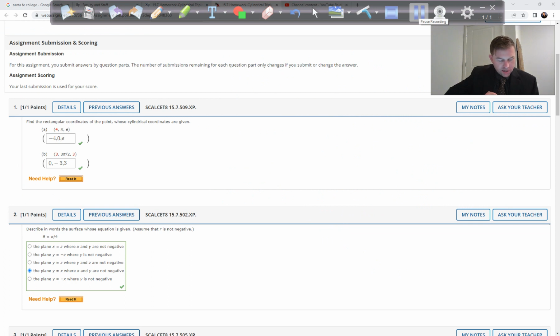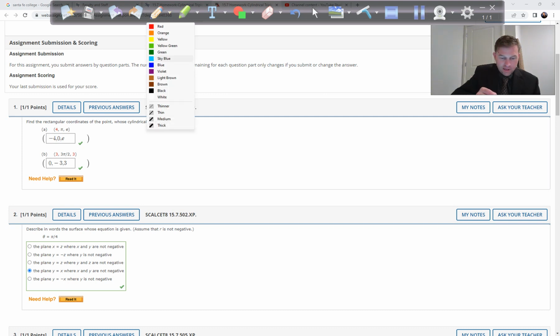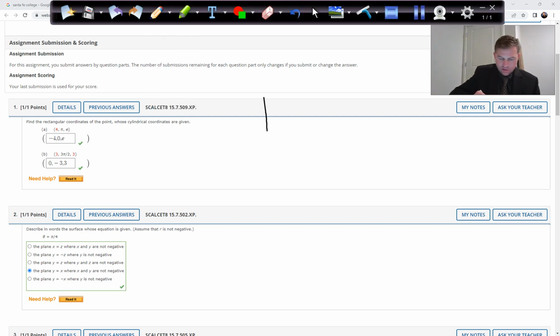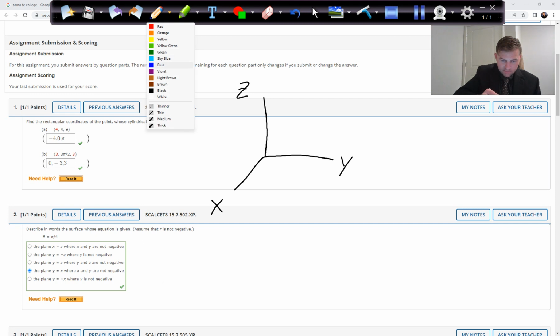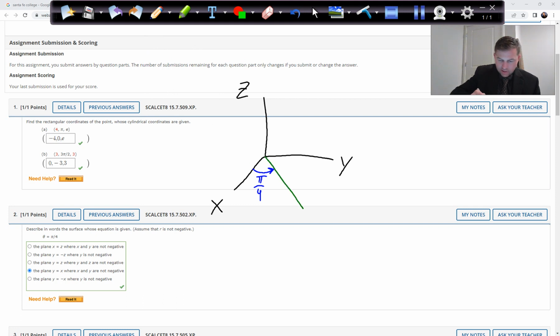Okay, problem 2 says, describe in words the surface whose equation is given. Theta equals pi over 4. Well, theta equaling pi over 4, if we think back to the unit circle, let me actually see if I can draw this. So theta is measured from the x-axis and goes counterclockwise. So theta is 45 degrees, pi over 4. And that creates a line that goes out like this.